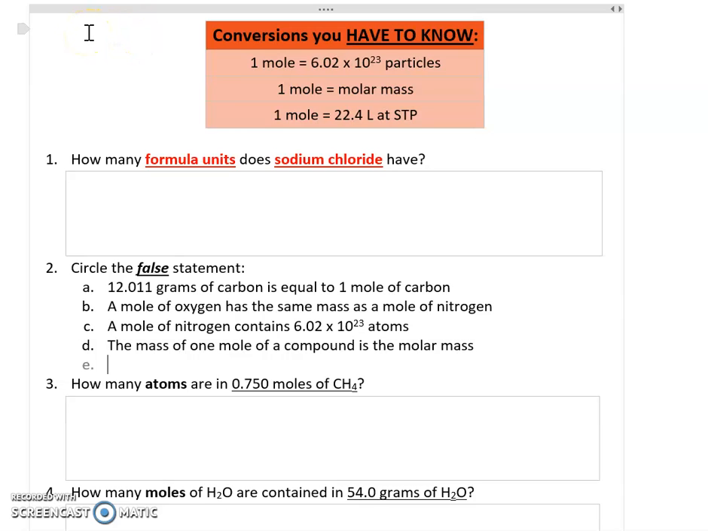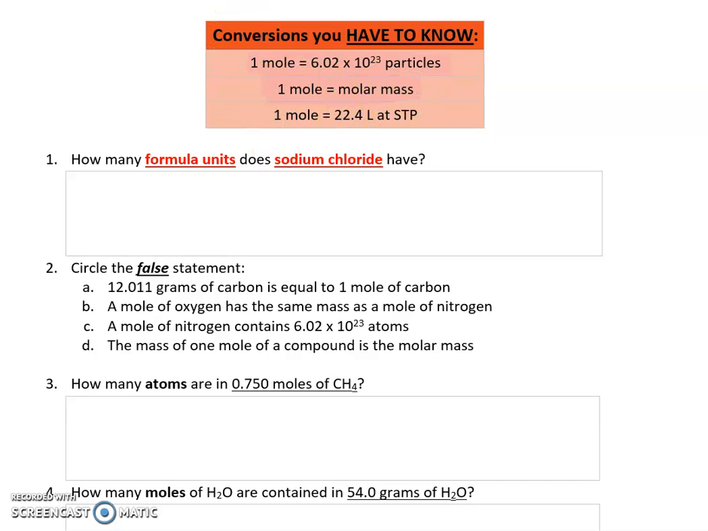Alrighty, so here we go. Your exam is on Thursday. These are the things that you have to know. You have to memorize that 1 mole is equal to this many particles or atoms or molecules or formula units. You also have to know that 1 mole is equal to the molar mass. These top two are the most important to know for this exam.